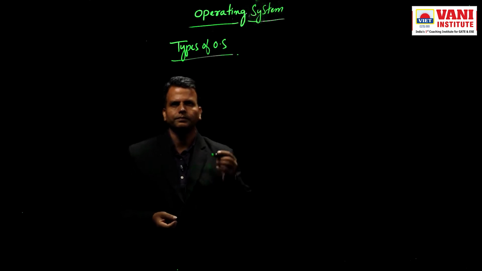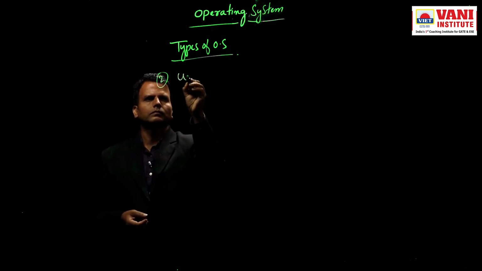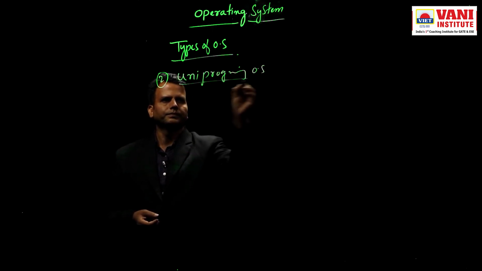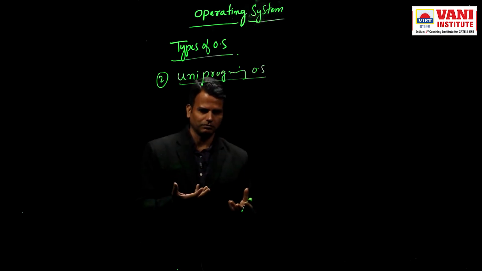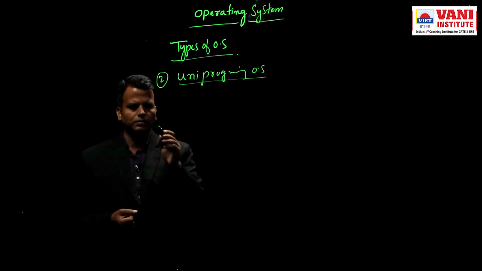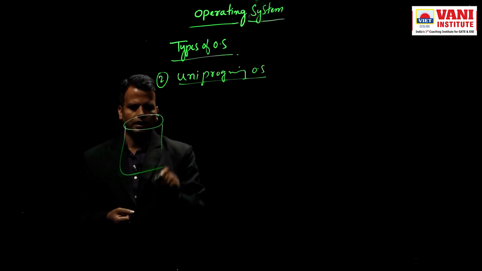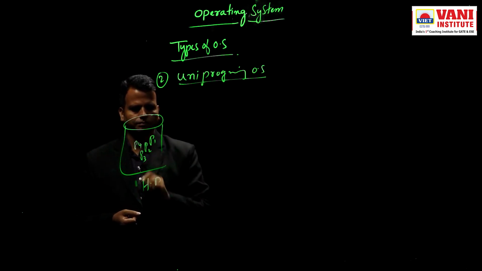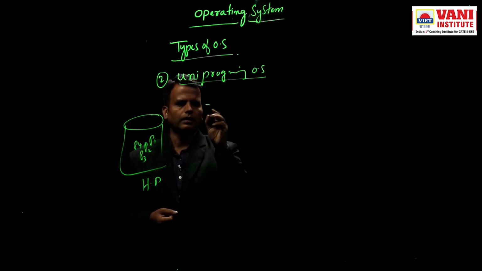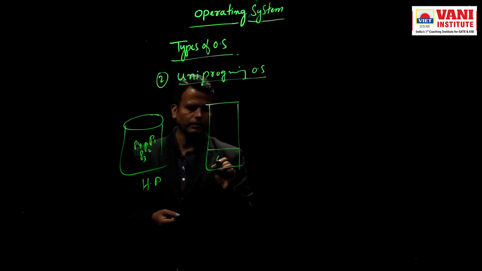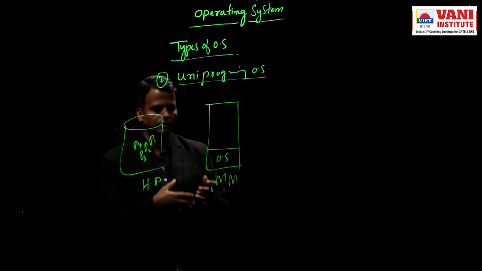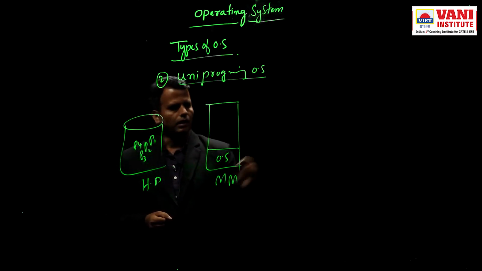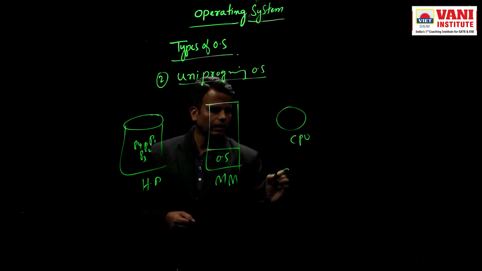Now let's see the second one, UniProgramming OS. In some books it is called monoprogramming, the meaning is the same. Let's see what it means. Here this is the hard disk. Some programs are there, P1, P2, P3, P4, etc. And this one is memory. As we know, memory is divided into two parts, one is the operating system area, the other is the user area. And the CPU and IO devices.